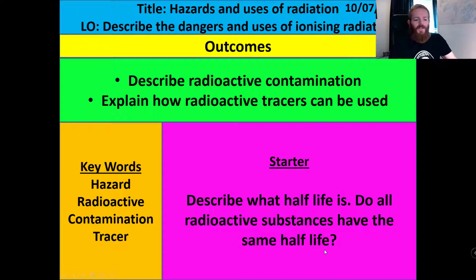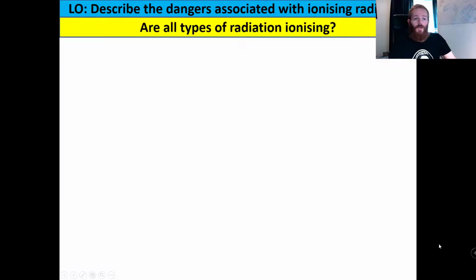Do all radioactive substances have the same half-life? No. So there's some that have half-lives of like less than a second, and there's some that have half-lives of like billions of years, and there's all sorts in between those two numbers as well. So no, they don't have the same half-life, and as you'll find out later on, because we'll talk about the uses of ionising radiation as well as the dangers, that's important. The fact that there are radioactive substances with different half-lives is important. We've got different uses for those different half-lives. So yeah, we'll jump straight into it.